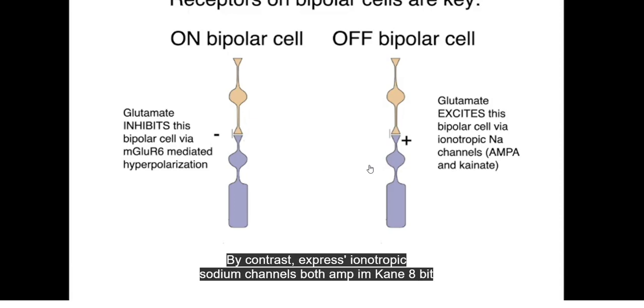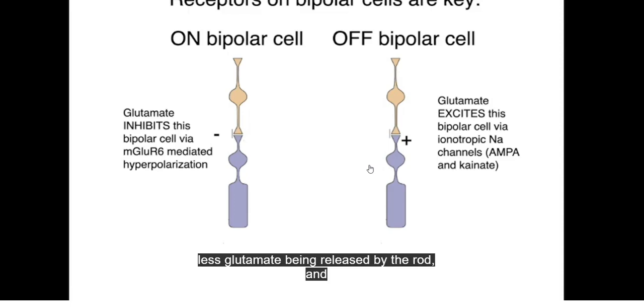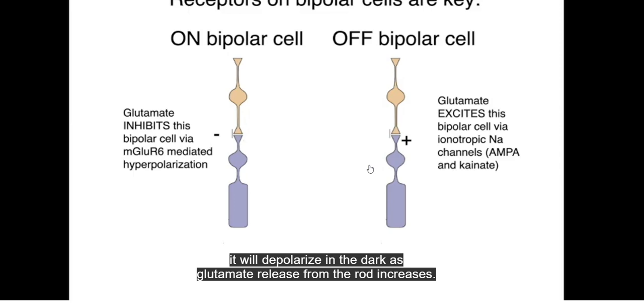Off bipolar cells, by contrast, express ionotropic sodium channels, both AMPA and kainate, that cause the cell to depolarize when the rod releases a lot of glutamate. When the light is turned on, that bipolar cell will hyperpolarize because there is less glutamate being released by the rod, and it will depolarize in the dark as glutamate release from the rod increases.